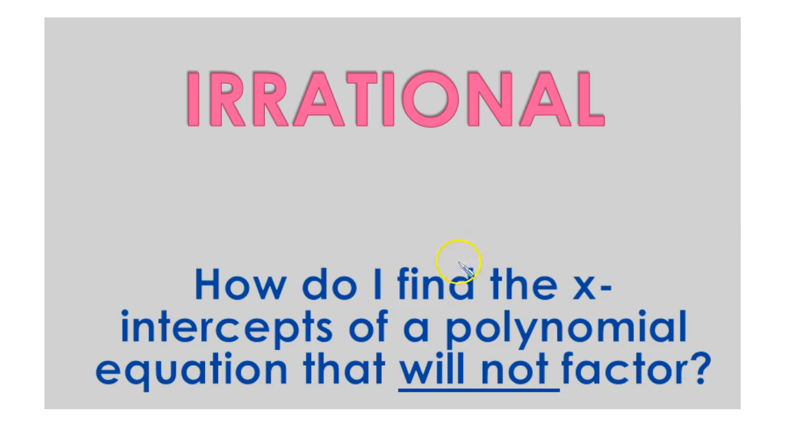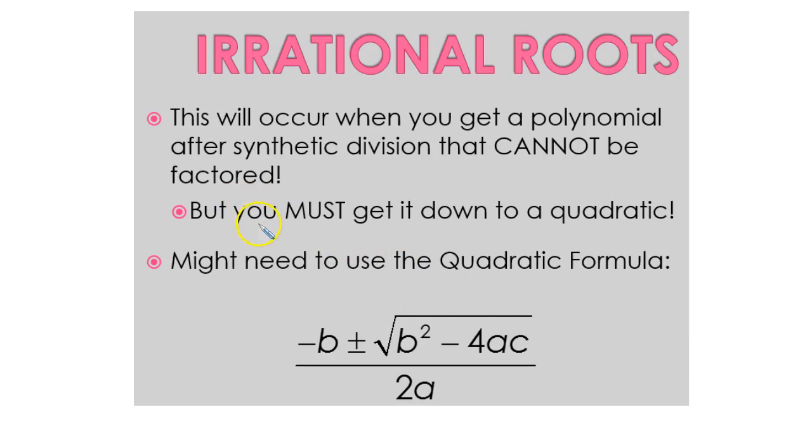So how do you find the x-intercepts of a polynomial equation that will not factor when it just won't work? Well, we are going to use a tool today, and we're going to use our graphing calculator to help find some ones that are rational, that are good. And after we find those, we'll use synthetic division to find a few more.